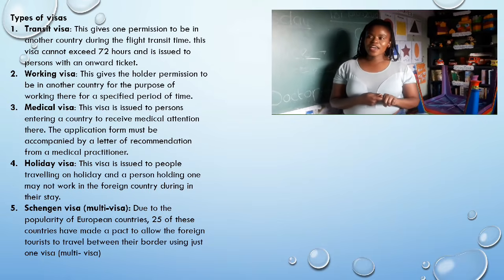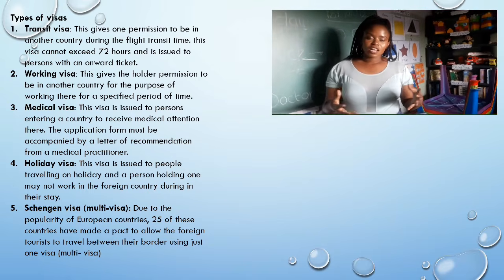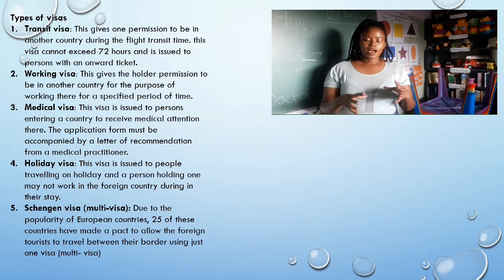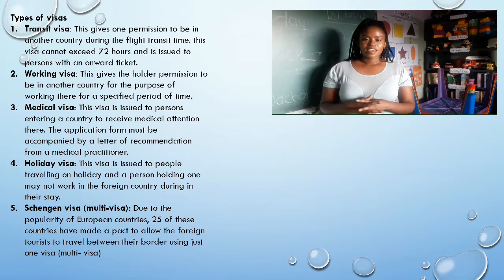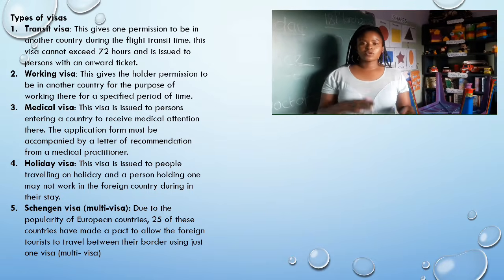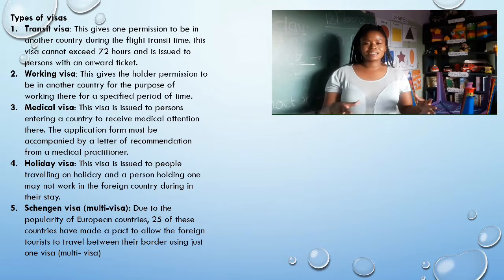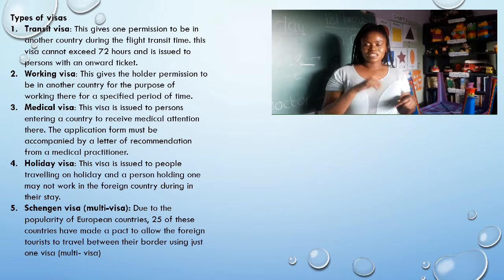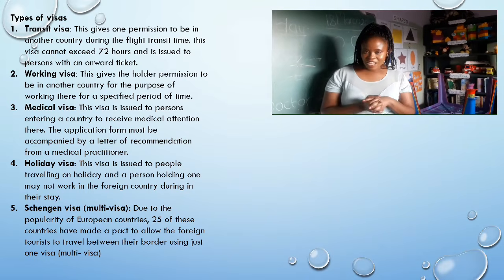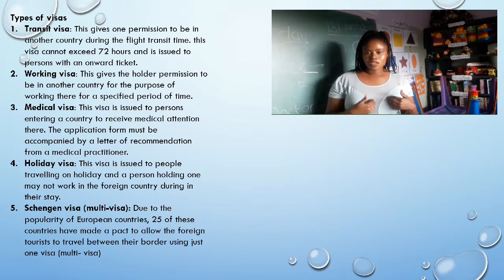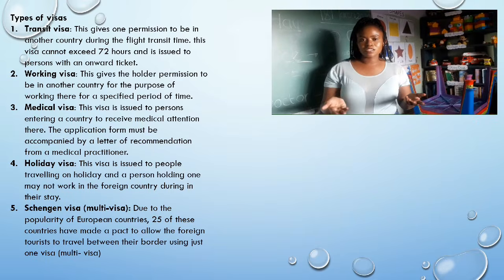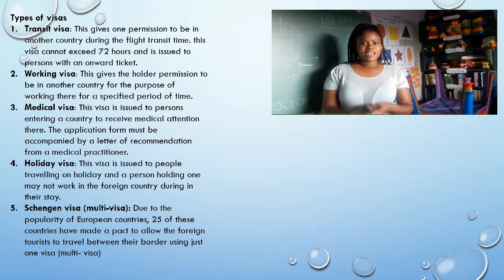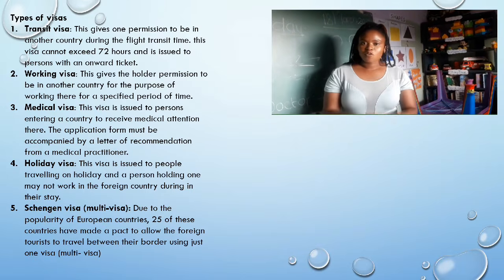And then we also have a multi-visa. This is a type of visa that came about because of the popularity of European countries. People were traveling to these countries, so they made a pact. That means you can use just one visa to visit 25 countries, which helps tourists and is more convenient, because you only need one visa to visit Portugal, Spain, Netherlands, Iceland, and so forth.